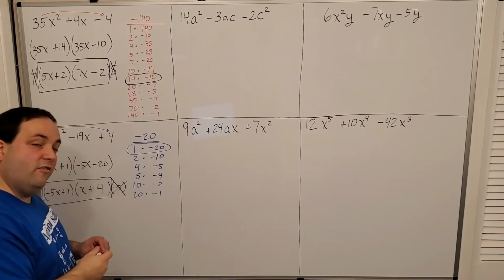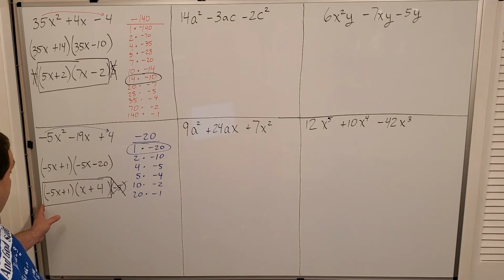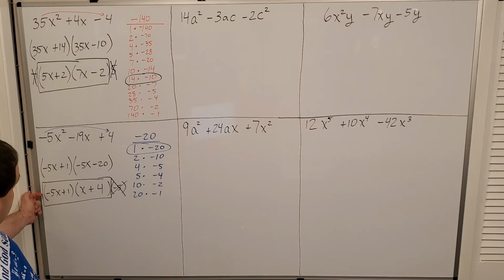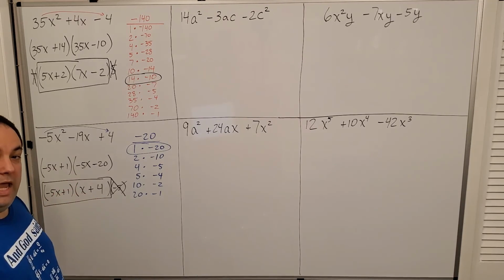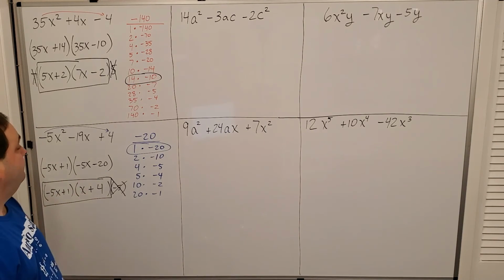Some people may also have pulled the negative out early in the beginning, in which case the negative would be sitting in front here, and you would have 5x minus 1. And that's okay. You can have that too.